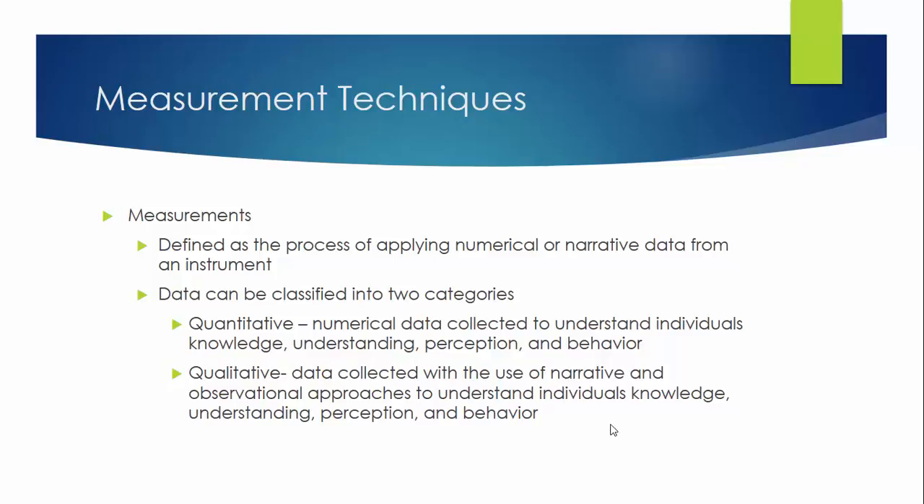I know we discussed this last week, but I'm just going to go over it a little bit again. Quantitative is numerical data collected to understand individuals' knowledge, understanding, perceptions, and behaviors. Examples of this can be BMIs, prevalence of marijuana use among specific populations, and pre-test and post-test scores. Like we talked about last week, these are measurable numeric data, while qualitative data is data collected with the use of narrative and observational approaches to understand individuals' knowledge, understanding, perception, and behavior. This is usually more words that are organized into themes or codes. Observational studies are a big example of that.